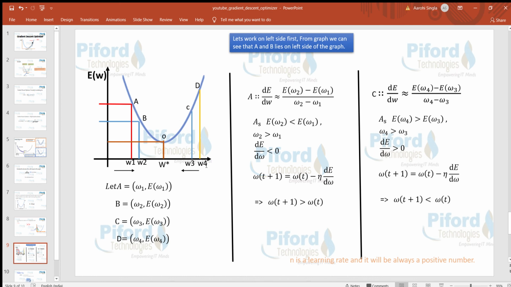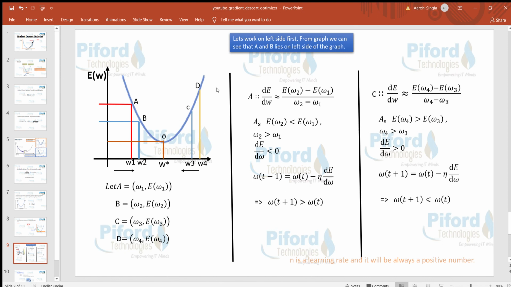That means we have to move in the left direction. That simply means the new weight value will be lesser than the previous weight value. Let's suppose the previous weight value is 3; then the new weight value will be 2 or 1, but it will be lesser than this. Why will it be lesser? Because here we are getting a negative update, right?